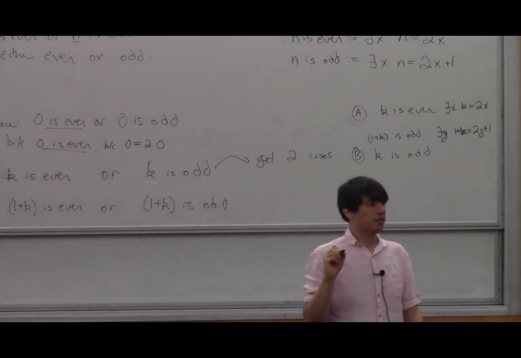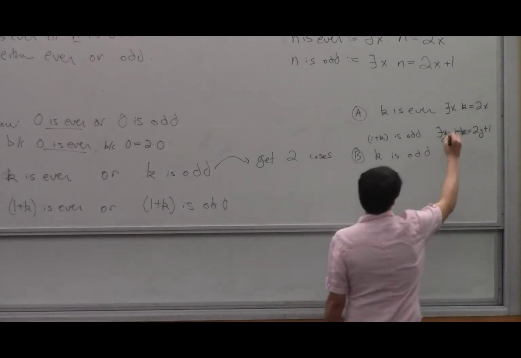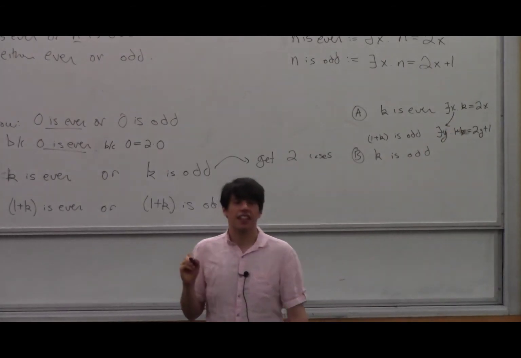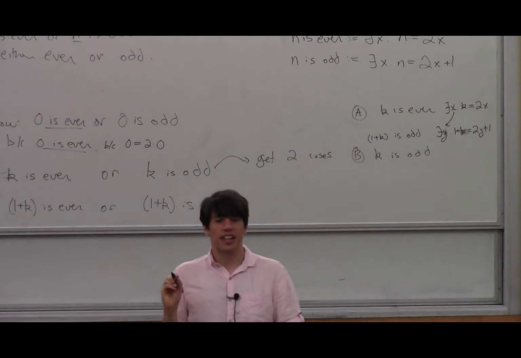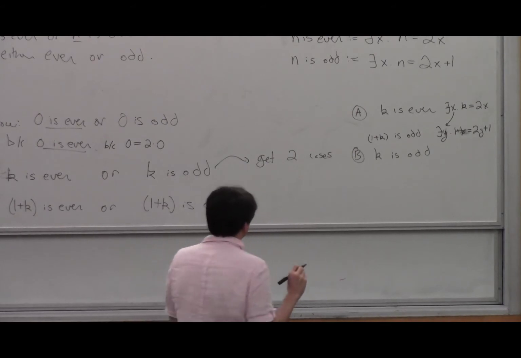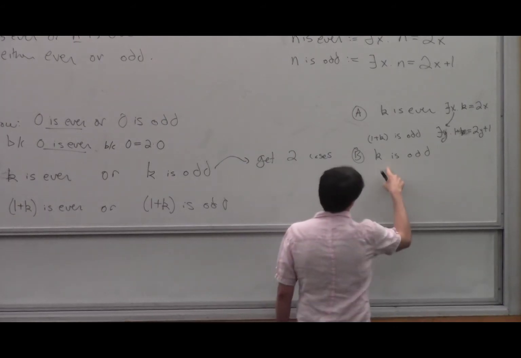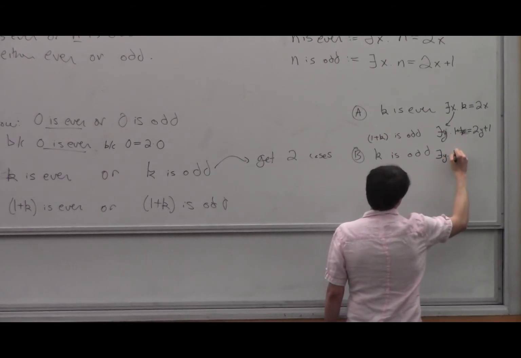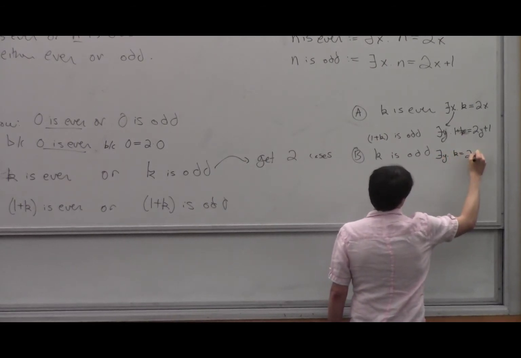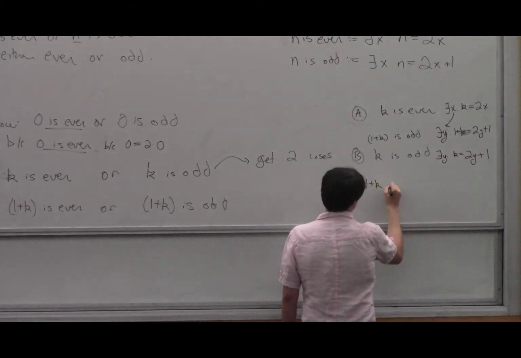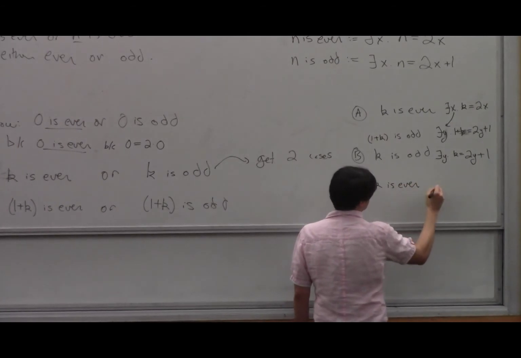So what do we do? Take y to be x, right? And then add 1 to both sides of the equation. Good? Okay. And in the other case, if k is odd, that means there exists a y such that k is equal to 2y plus 1. And we want to show that 1 plus k is even. And what does that mean?